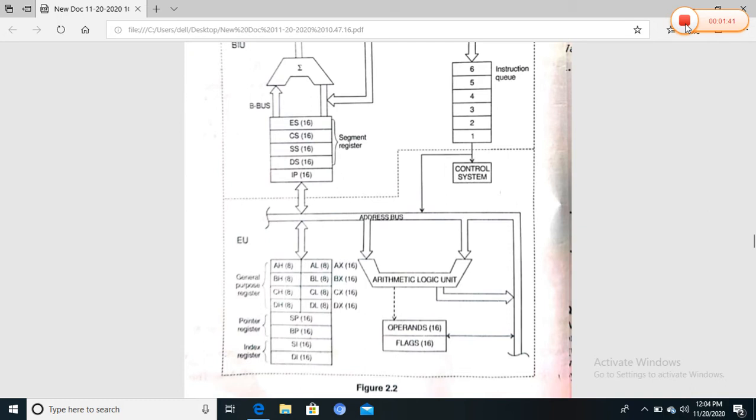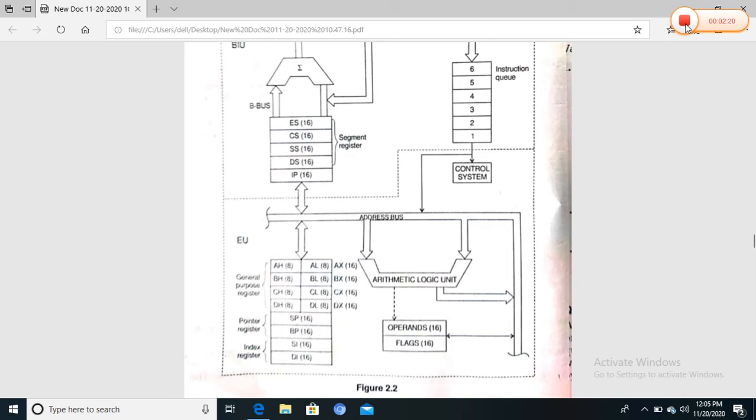First is the arithmetic logic unit, that is the ALU. This ALU is of 16 bits, so the processor is called a 16-bit microprocessor. It means that the ALU is responsible to perform all arithmetic and logical operations like addition, subtraction, multiplication, division, etc. for 16-bit data. So the ALU is 16-bit, so the processor is 16-bit.